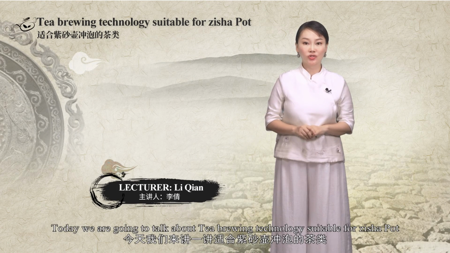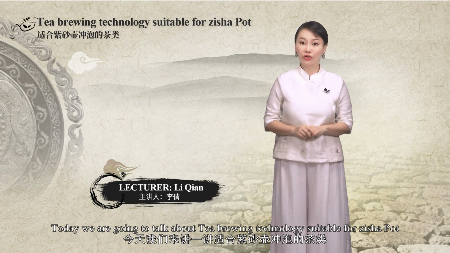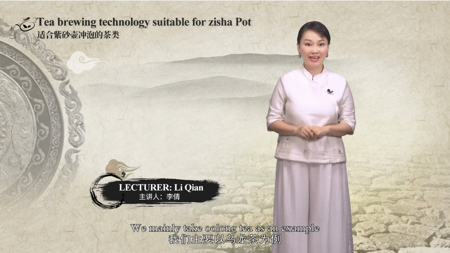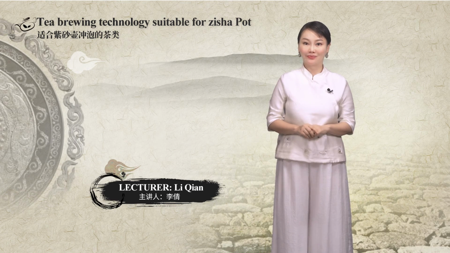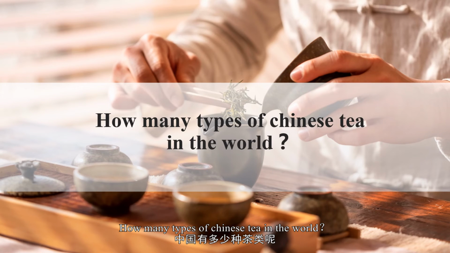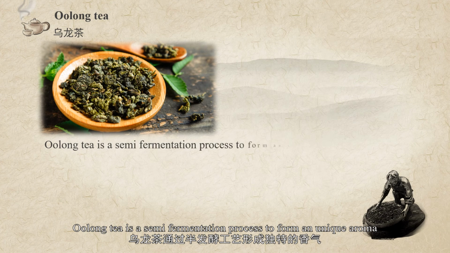Today, we are going to talk about tea brewing technology suitable for 紫砂 pot. We mainly take oolong tea as an example. How many types of Chinese tea are there in the world? Oolong tea is a semi-fermentation process to form a unique aroma.